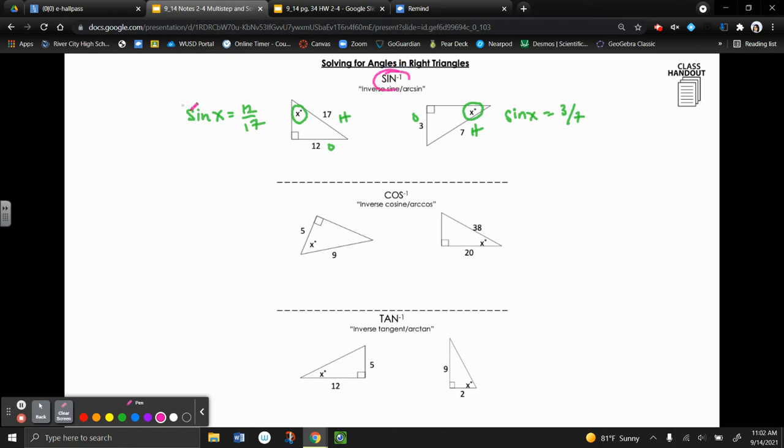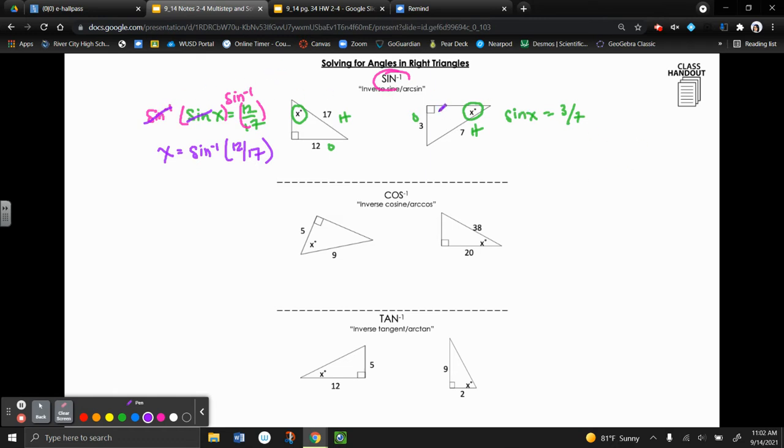So sine^-1. What we're going to do to get rid of the sine is take the inverse sine of both sides, because whatever we do to one side, we have to do to the other to keep it balanced. Taking the inverse sine gets rid of the sine and leaves you with just x by itself. So then what we're left with is inverse sine of 12/17.